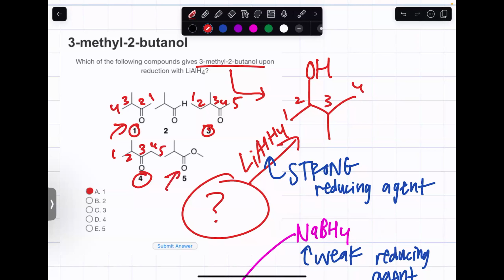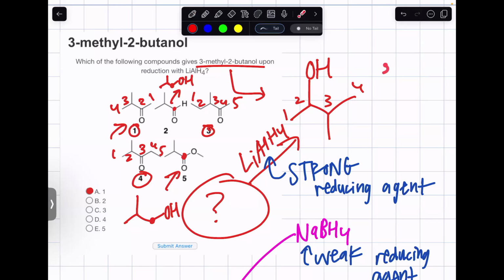Can it reduce 5? It can reduce 5 because it's LiAlH4. But what would it look like if it reduced 5? The ester will go all the way down to an alcohol, where the carbonyl carbon is the carbon holding the alcohol. It does go through an aldehyde intermediate, but it doesn't stop there because that aldehyde can get further reduced into the primary alcohol. But that's not what we want. We want this, which is 1.